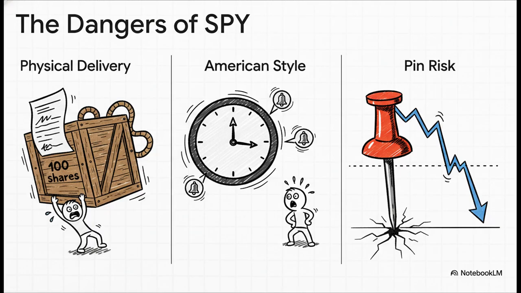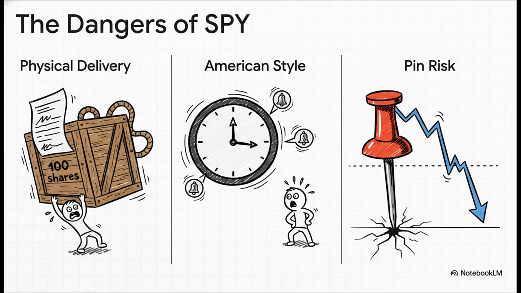So here's the deal. When you trade SPY options, you're not just trading a number. You're trading a contract for 100 actual shares of the SPY ETF. Physical delivery means if your option expires profitable, you don't get cash, no. You get 100 shares of SPY assigned to your account. This opens you up to what's called pin risk, where you end up holding those shares over the weekend, totally exposed to any gaps on Monday morning.